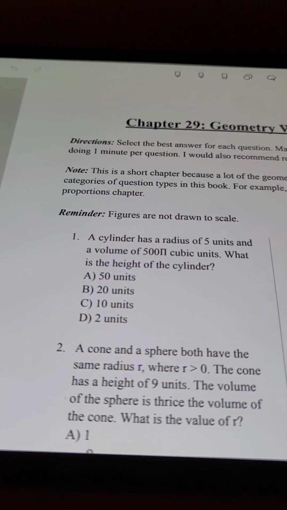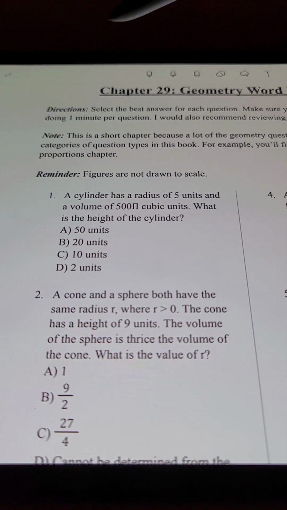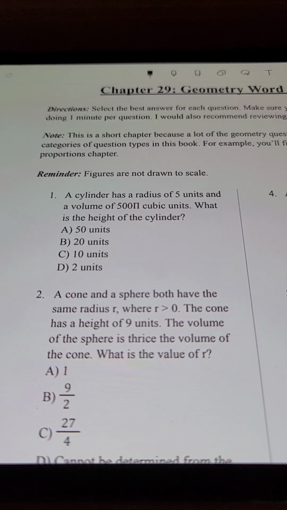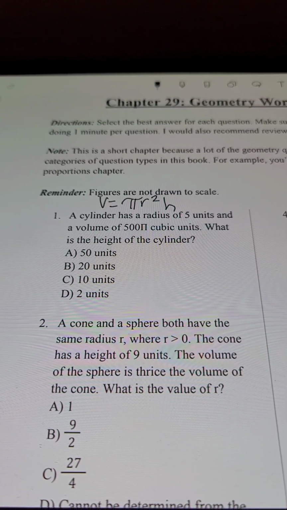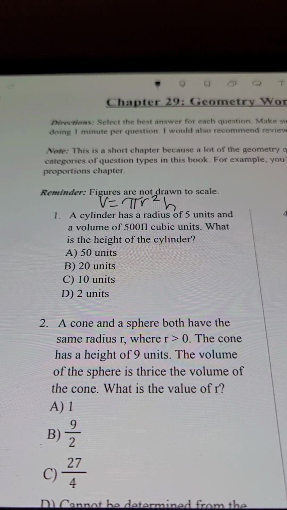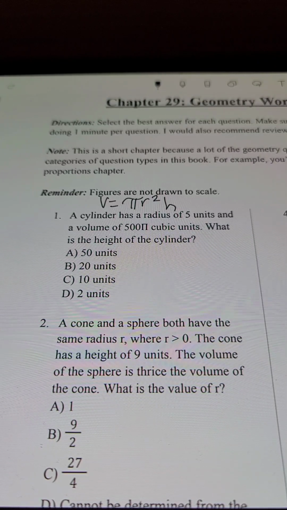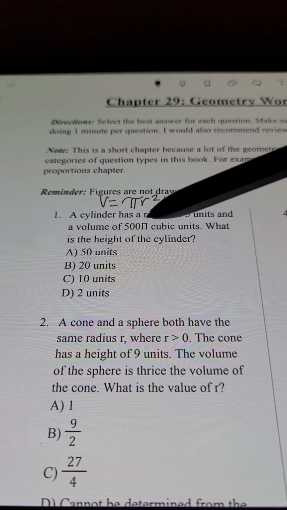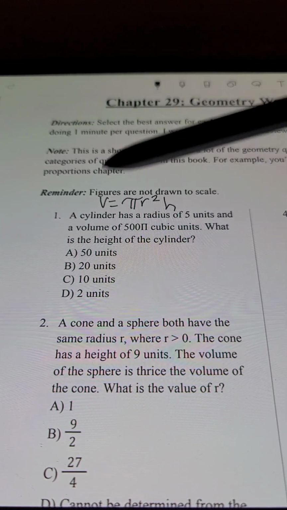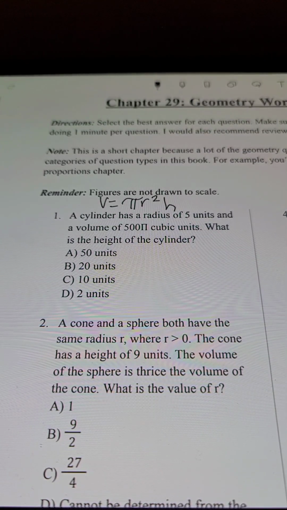So let's go and start with number 1. Pause to read if you haven't already. So this is the formula for the volume of a cylinder, where R is the radius, H is the height, and V is the volume. We know the radius is 5, so I'm going to put 5 in for the radius. We know that the volume is 500 pi, so I'm going to put in 500 pi for the volume.